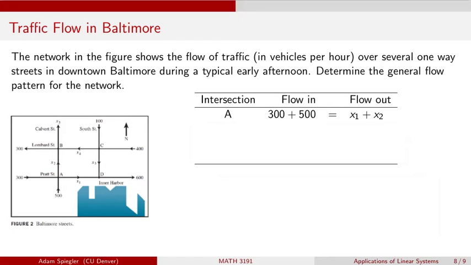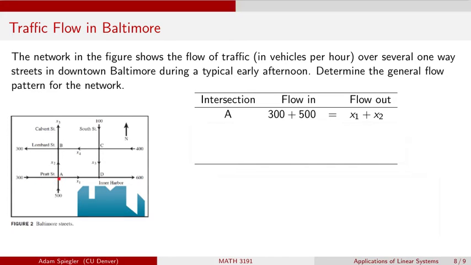And so what we want to do in order to solve this problem would be, well, if I know what the flow rate is on this block, how does that help me figure out what the flow is going to be in some of the other unknown blocks? And what happens in networks is that the flow in and out of each node should be equal to each other. So let's take a look at, say, intersection A, which is right here, the intersection of Pratt and Calvert Street.